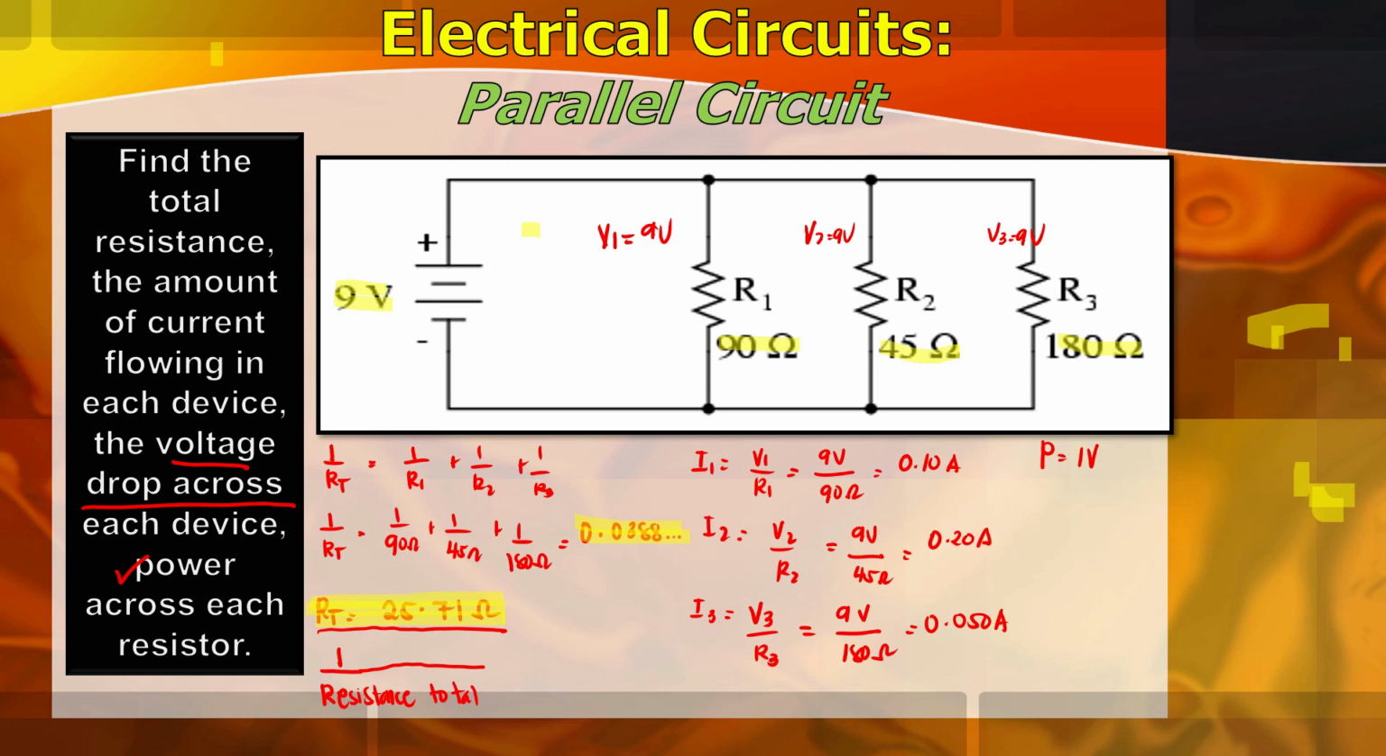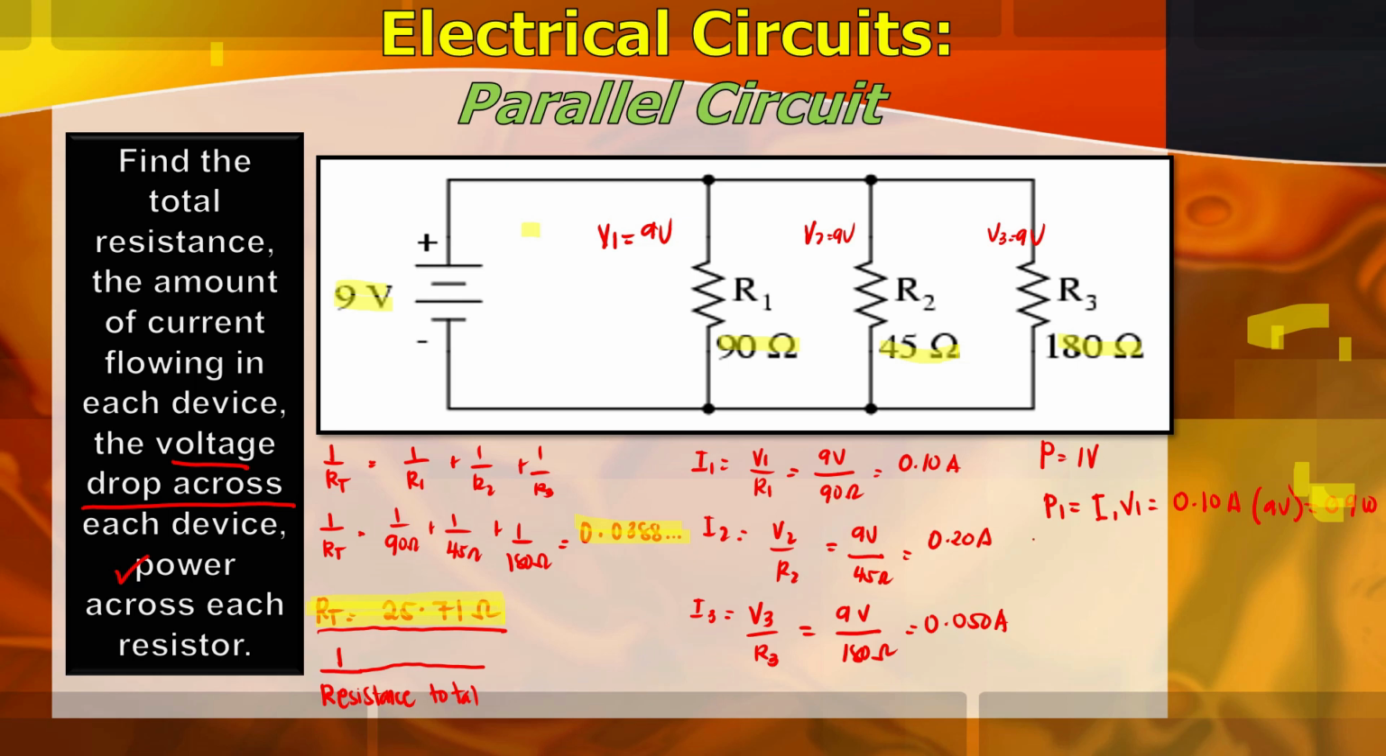So since meron tayong tatlong voltage values and current values, so therefore for P1, we have I1 times voltage 1. So ulit natin, I1 B1. So we have here 0.10 ampere times 9 volts. So we have 0.9 watts.